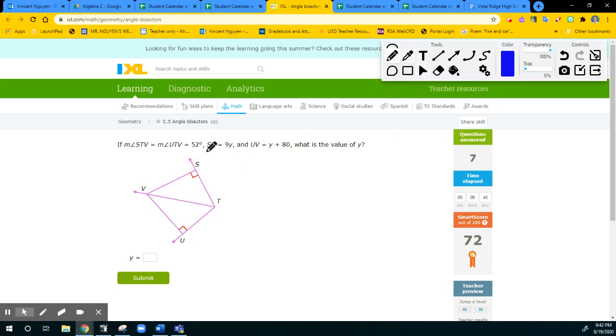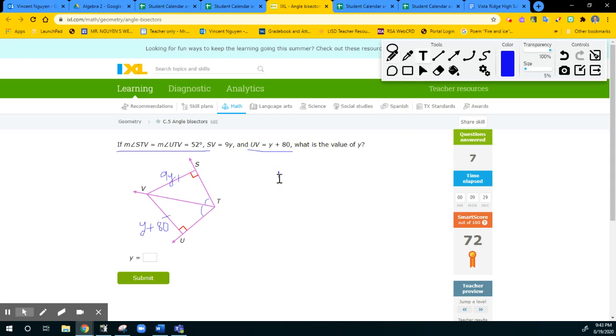All right. Is this the same? Well, sort of. They're giving us the angle here, 52 and 52. They're giving us SV, which is this one, 9y. And they're giving us UV, which is this one. Well, we know that this is equal to that because of the guarantee that this angle is congruent to this angle. The angle bisector theorem guarantees that. So this is y plus 80 right here. So all we have to do is set them equal to each other, right? Set the two segments, because that's the relationship.